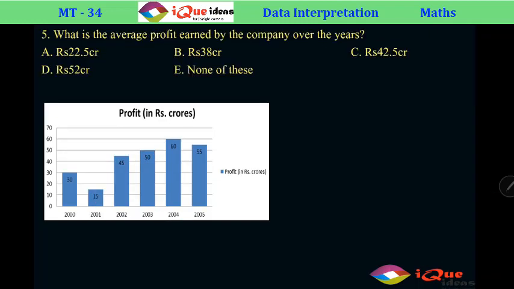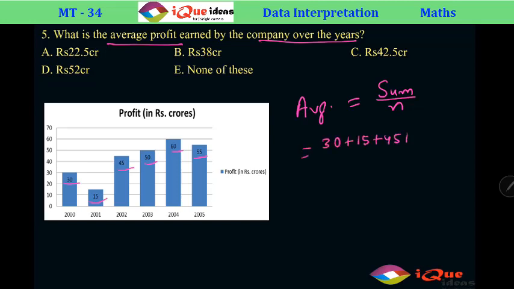Now this one is a simple normal question. What is the average profit earned by the company over the years? Now how do we calculate average? We simply calculate the total sum divided by the number. Here the total sum will be the sum of these profit values. So add them. It is 30 plus 15 plus 45 plus 50 plus 60 plus 55. And how many values are there? Count them. 1, 2, 3, 4, 5, 6. So divide by 6. Simple division will give you the answer.